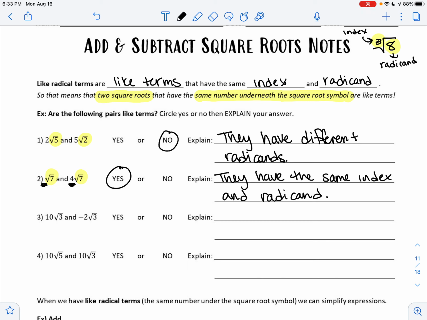For example 3, I have 10 square roots of 3 and negative 2 square roots of 3. So these both have the square root of 3. So these are like terms. It's okay that they have different coefficients as long as they have the same square root and the number inside. So yes, they have the same index and radicand.